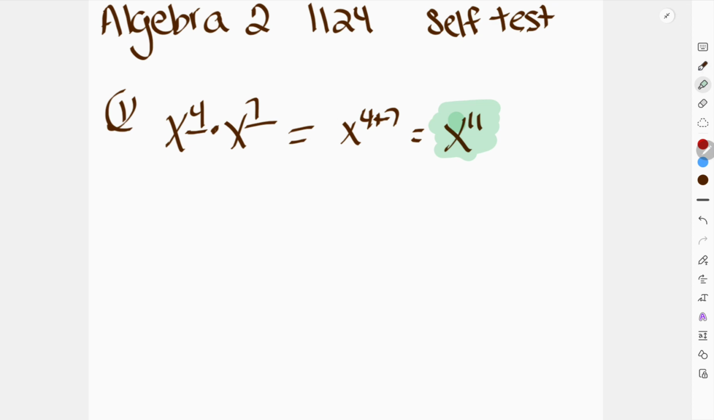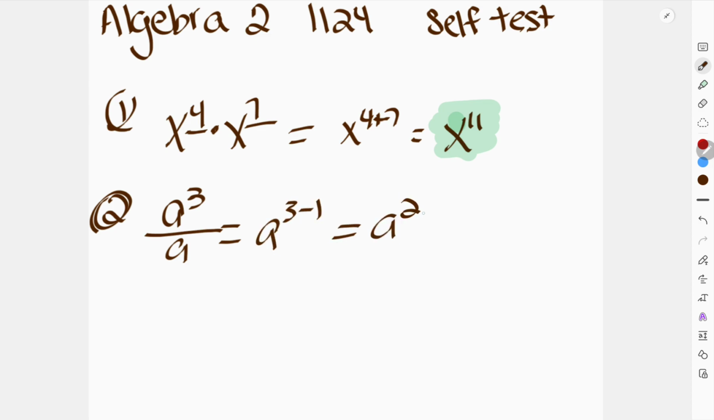All right? So we're going to move on to the next one, which is number 2. And you have a to the 3rd divided by a. What do you do with your exponents when you are dividing variables? The answer is subtract, which is going to give me a squared. Again, that is your answer. That is all that you do.